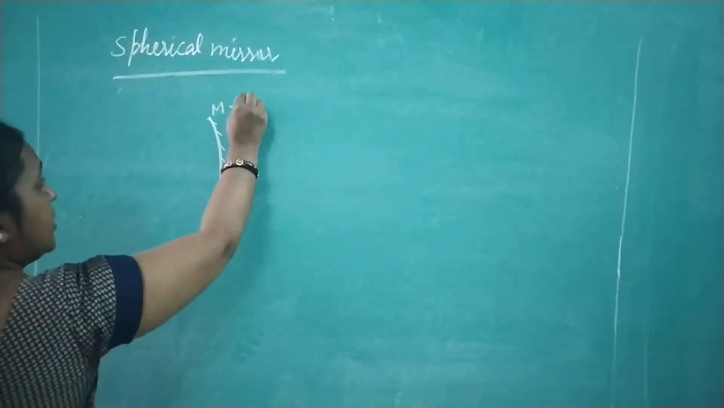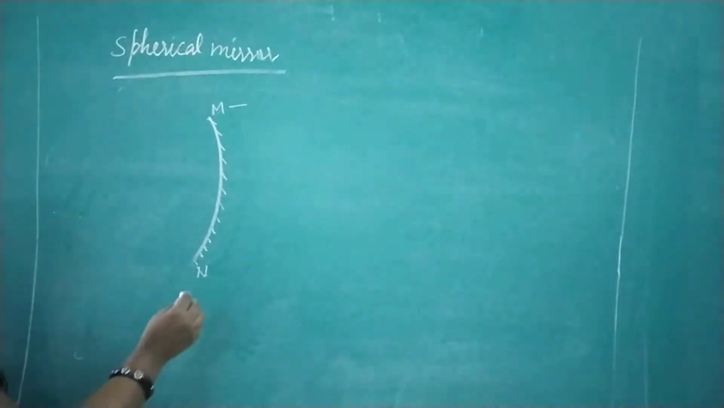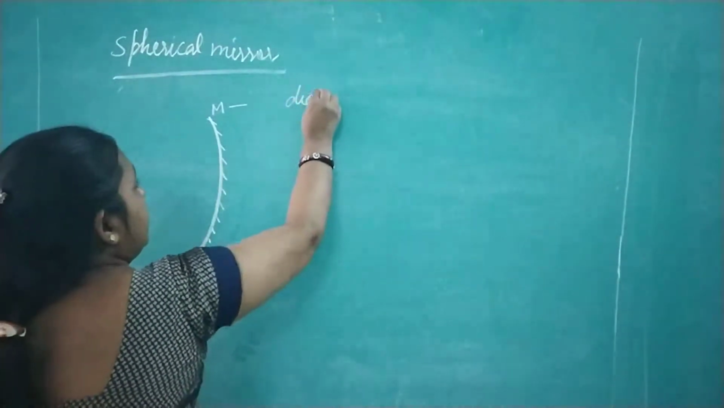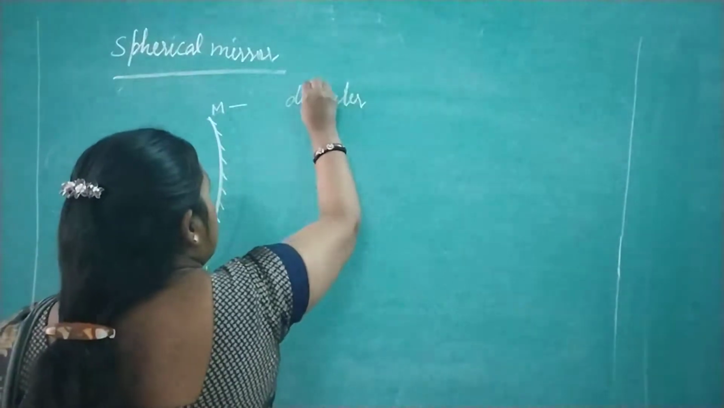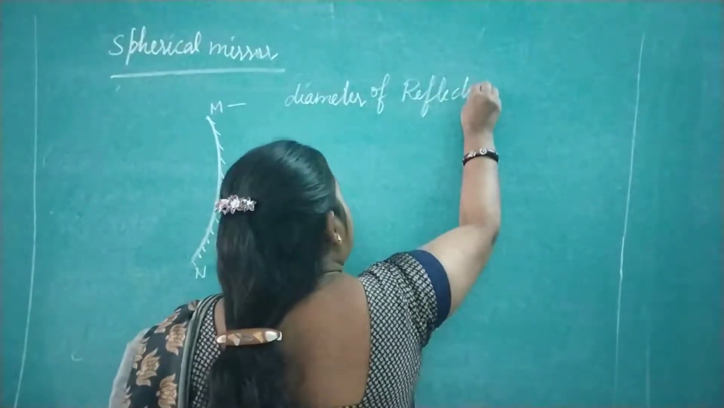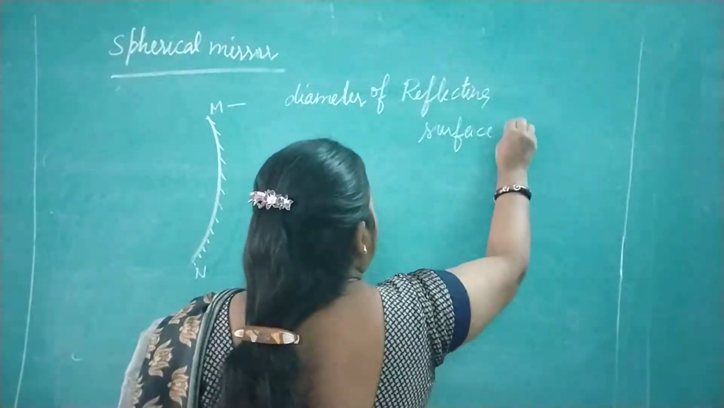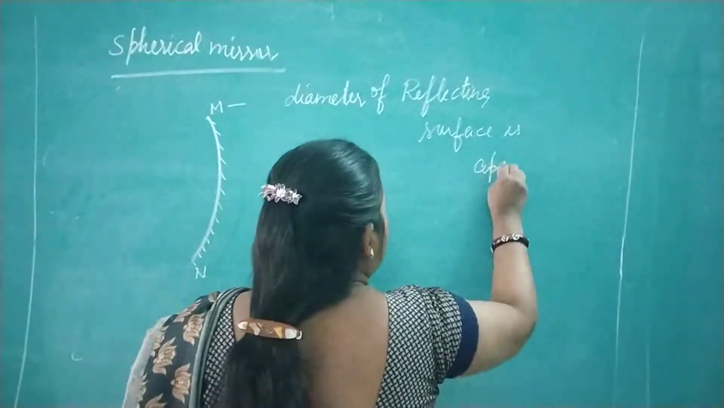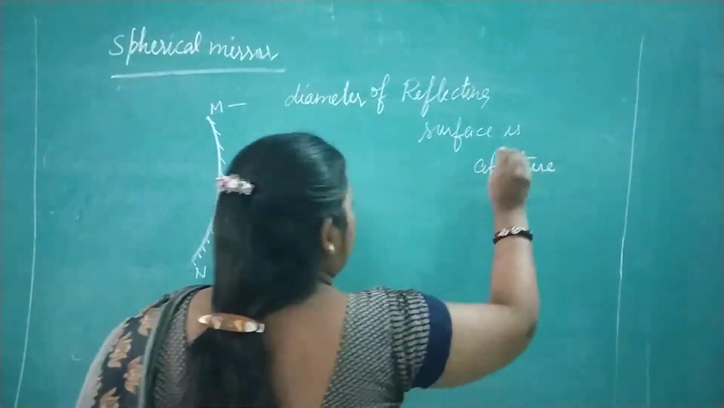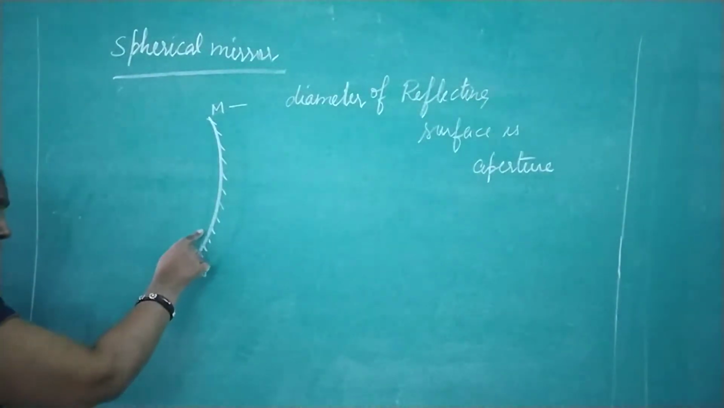The diameter of the reflecting surface is the aperture. So what do we call it? Aperture, right? Of what? This whole diameter of the reflecting surface.